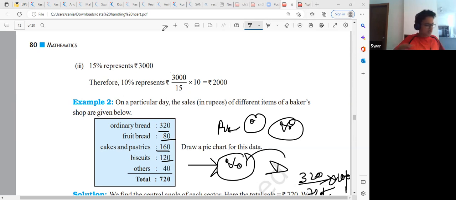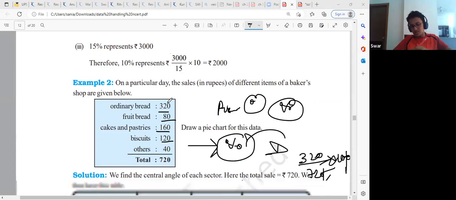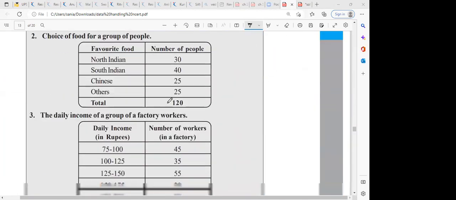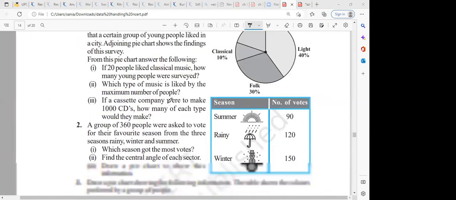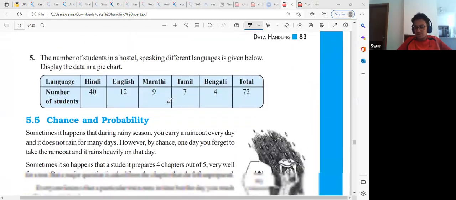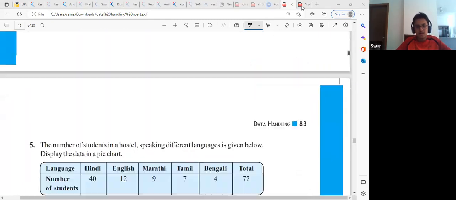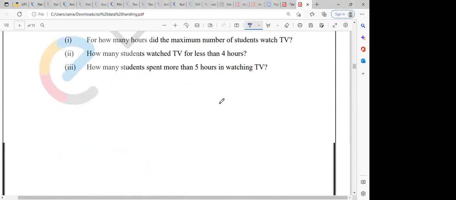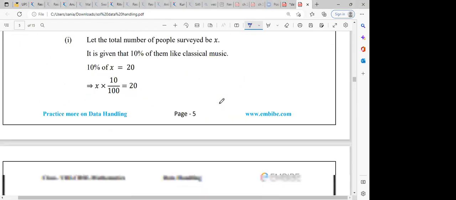Ma'am, you already showed the solution, so there's no point doing this sum again. Do you want me to give you some fresh one? Yes. Or just give me the exercise ones. Okay, let's just start with the exercise.